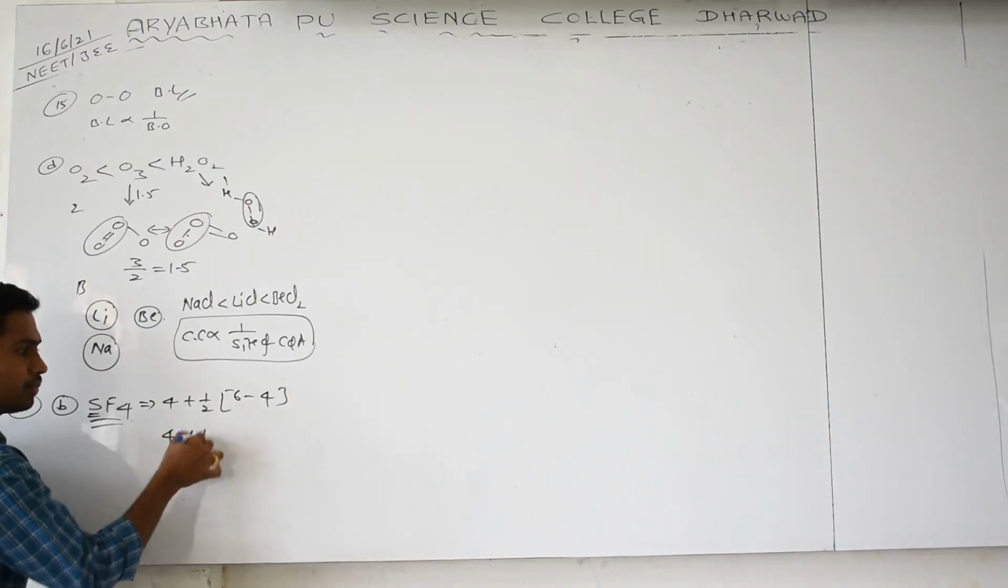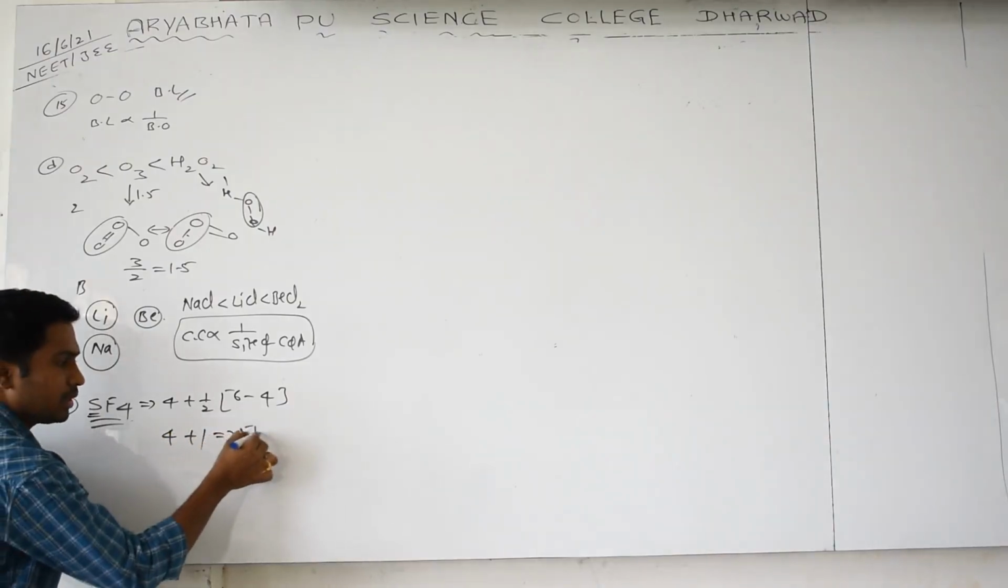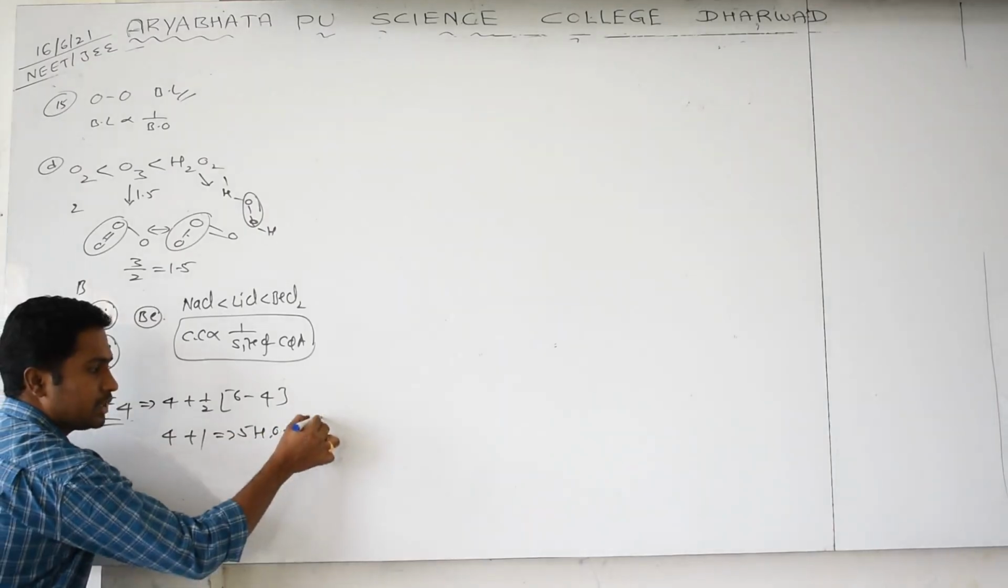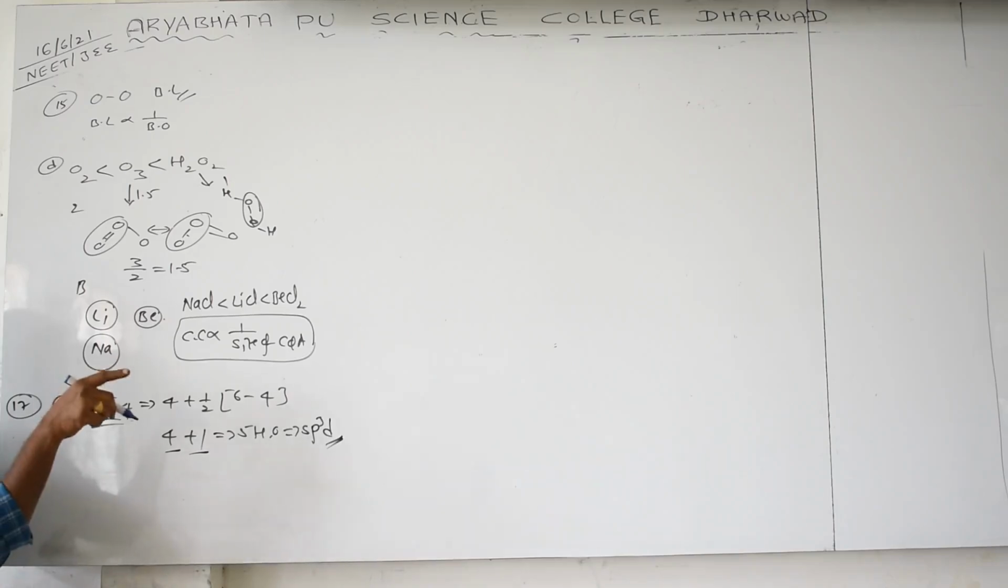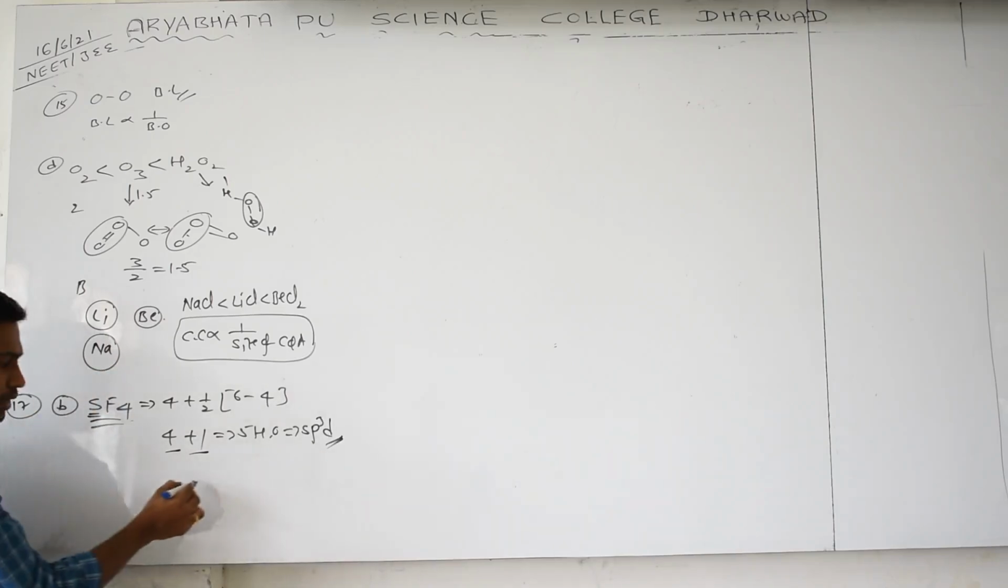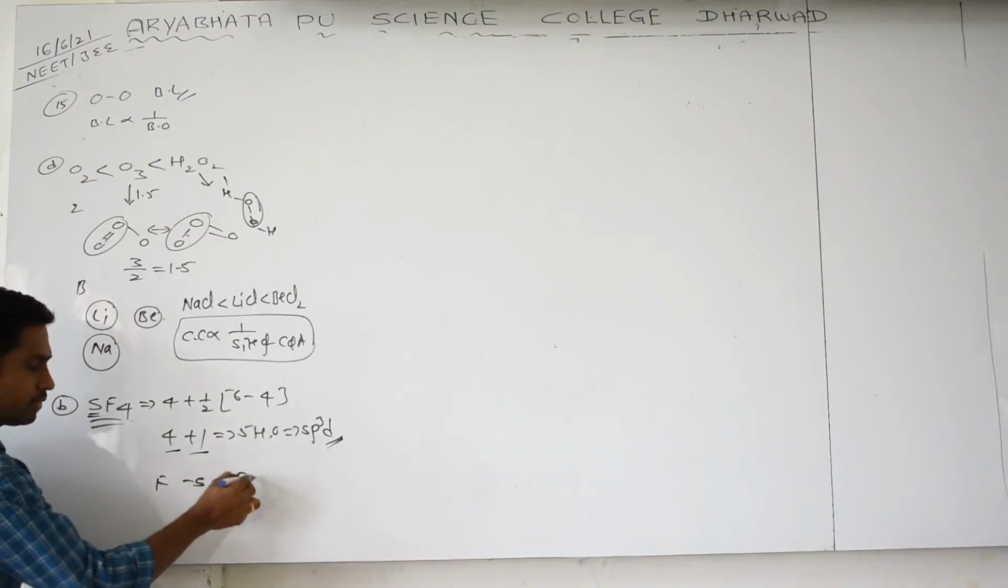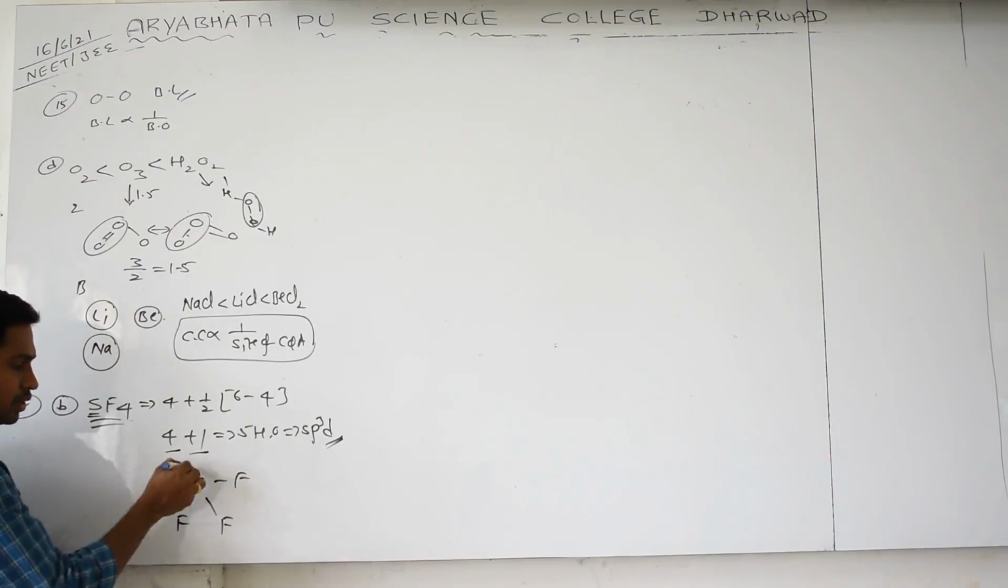We are getting 4 plus 1. 4 plus 1 means 5 hybrid orbitals, which means sp3d hybridization. But there are 4 bond pairs and 1 lone pair. Out of 5 positions, cut 1 equatorial bond. Then we are getting a cis shape, with S, F, F and F like this.